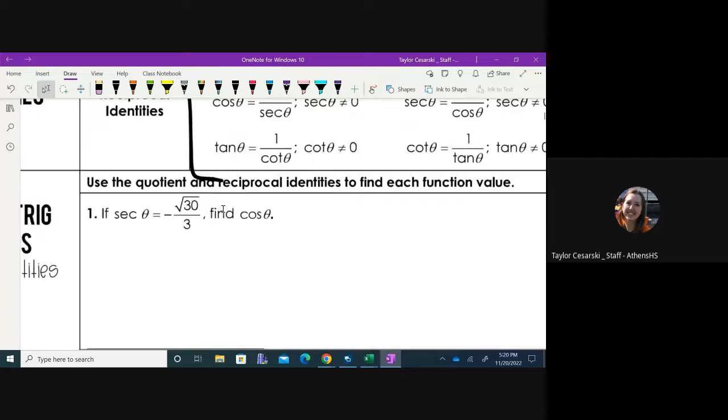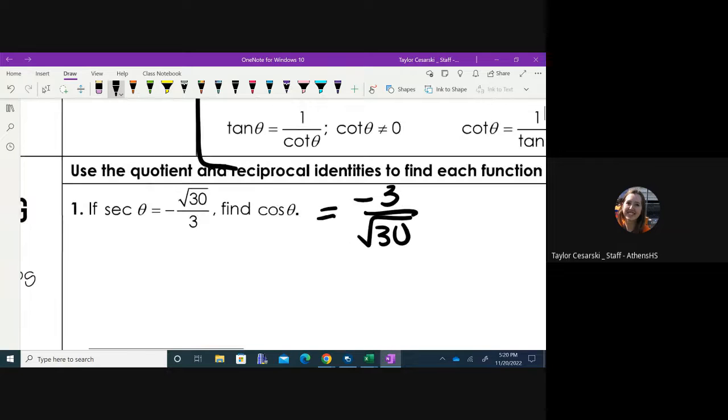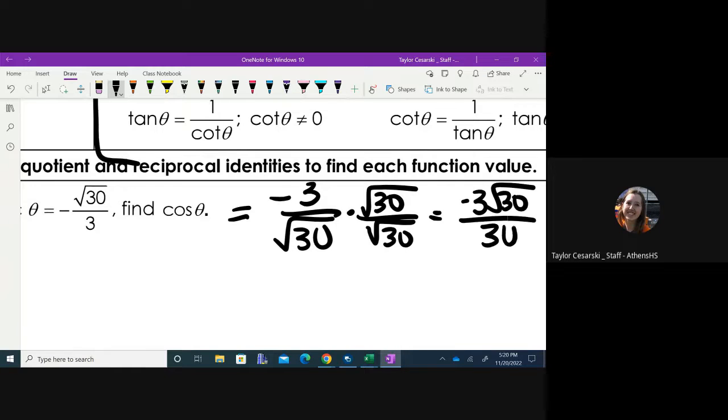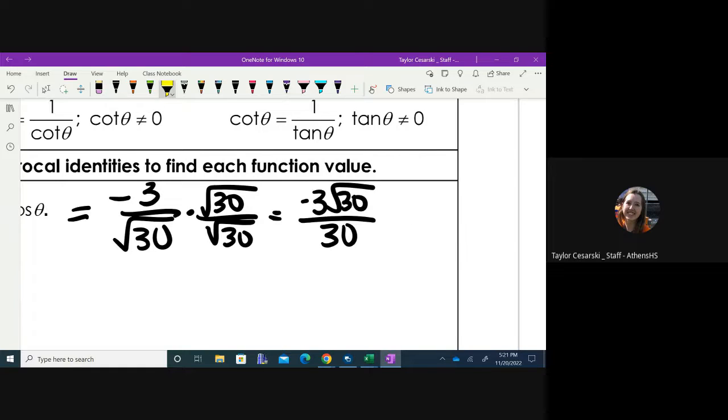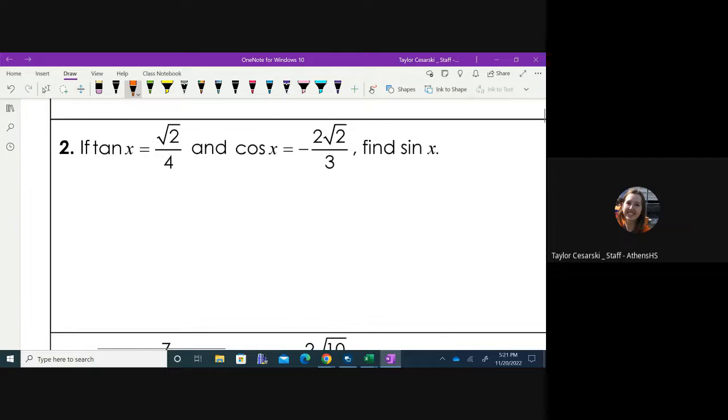It gives you secant of theta, find cosine of theta. Well, we know that those two are reciprocals of each other. So that means cosine of theta is just the opposite, or -3 over square root of 30. Okay, because secant and cosine are reciprocals. Now, I don't want a square root in my denominator, so I'm going to rationalize. And I get -3 square root 30 over 30. There's one last step I can do to simplify, and that's the 3 over 30 simplifies to 1 over 10. And you can put the 1 or you could not, but it ends up with a final answer that looks like this. All right, next, let's do number 2.